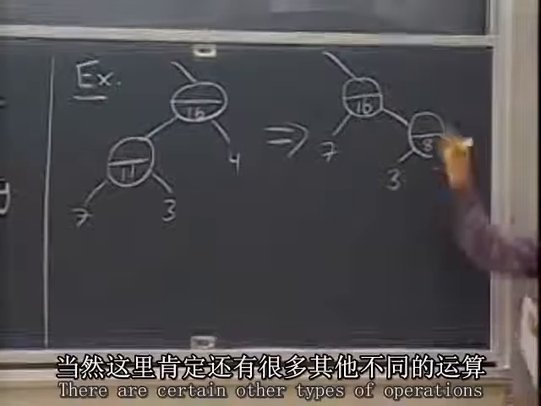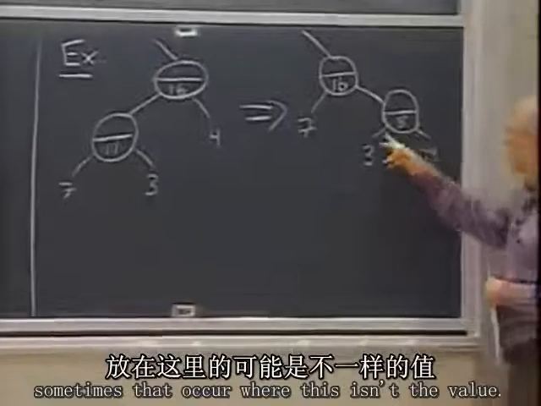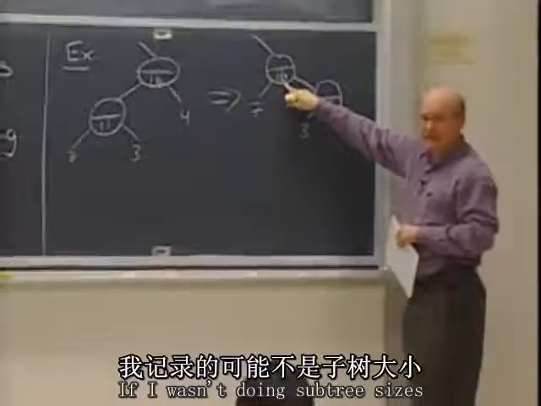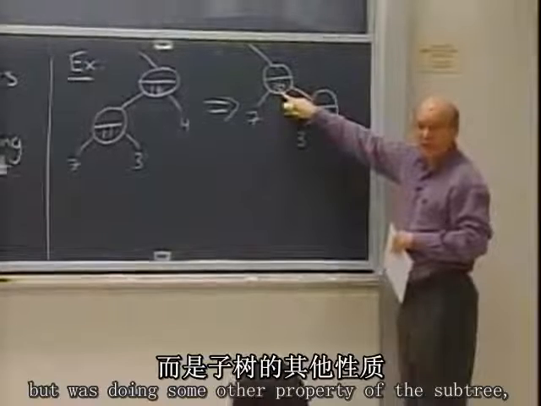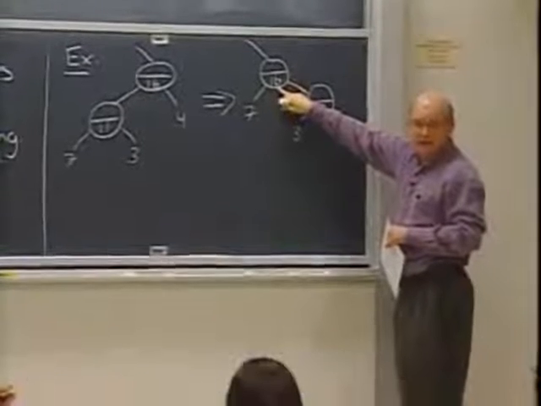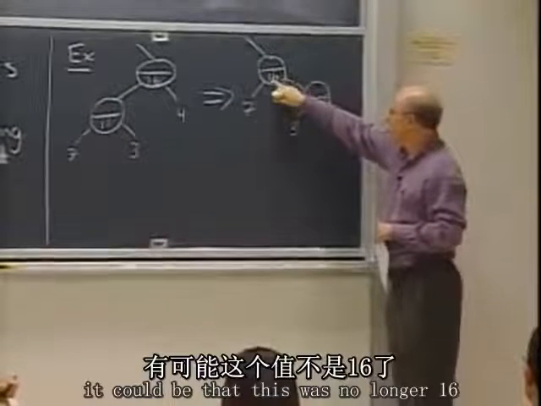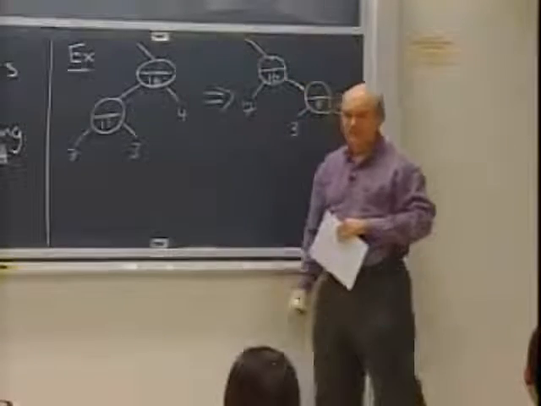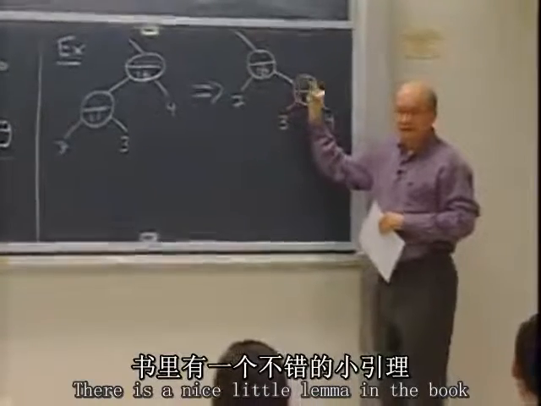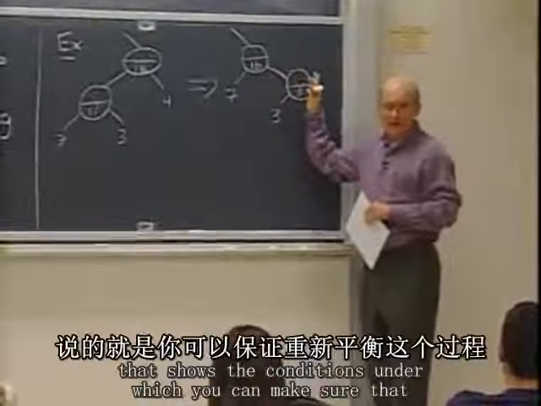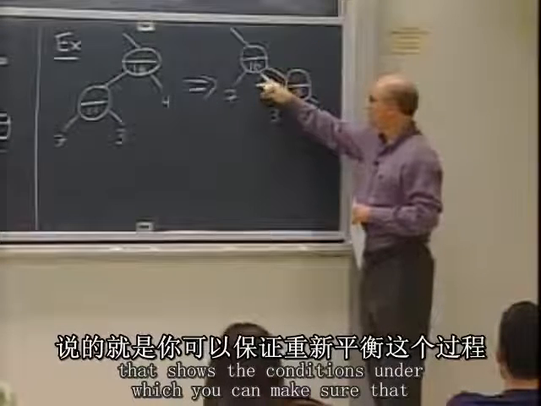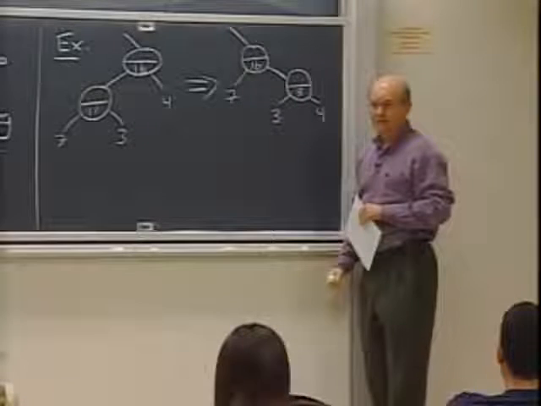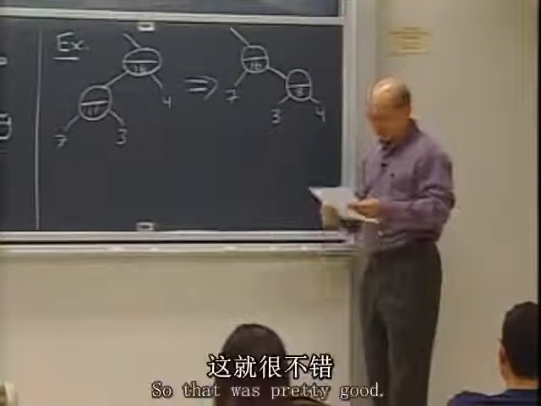Now there are certain other types of operations sometimes where this isn't the value. If I wasn't doing subtree sizes but some other property of the subtree, it could be that this was no longer 16, in which case the effect might propagate up towards the root. There's a nice little lemma in the book that shows the conditions under which you can make sure that the rebalancing doesn't cost you too much. So that was pretty good.